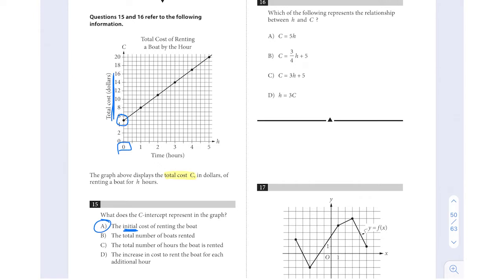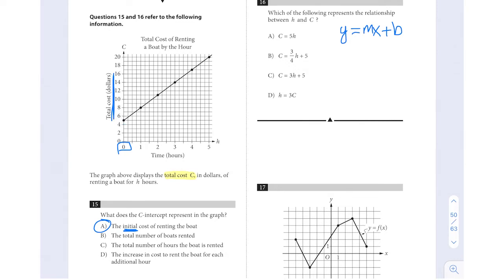That's one we want to be able to answer very quickly on test day, as long as we know that a y-intercept is the initial or starting value. Now let's take a look at 16, which also pertains to the same graph. Which of the following represents the relationship between H and C? If C represents y, then hopefully we can recognize that a lot of these equations are set up to look like y equals mx plus b. And we already know that the intercept should be 5, because we saw that in the previous step.